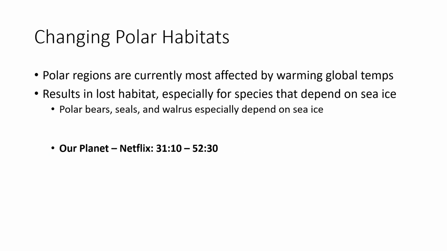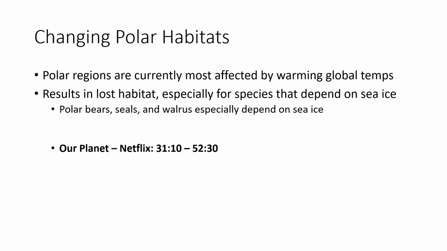All right, super short slide. We've talked about this all the way back to first semester, but polar habitats, the polar regions, are the most affected by warming global temperatures. They're warming the fastest compared to any other region on the planet. And as we lose that ice, we lose organisms that depend on that ice, or those organisms have to adapt, or they have to migrate, and they may not be able to. Polar bears, walrus, seals, they really do depend on the sea ice for habitat. So if we lose that, then those populations could be lost if they don't adapt.